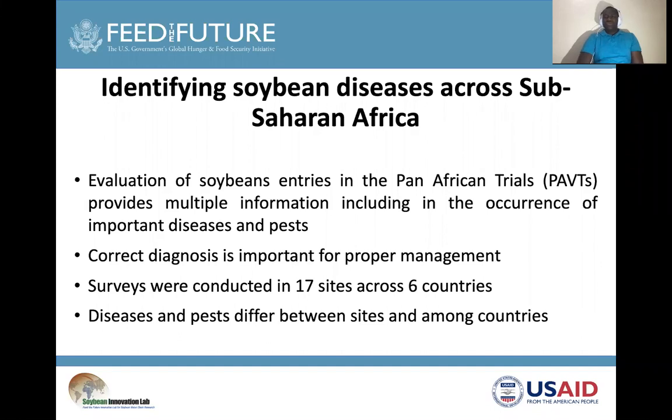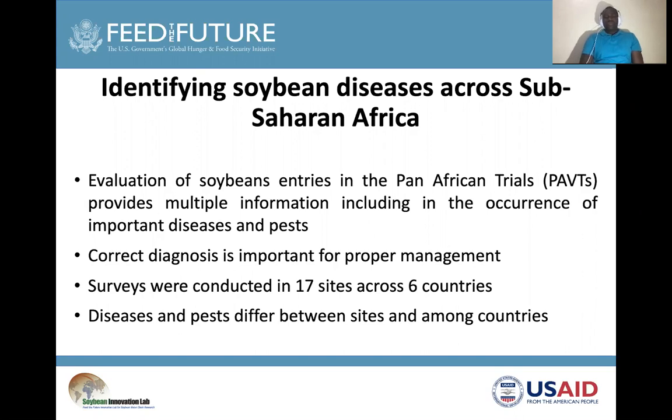I'm a postdoctoral researcher, a plant pathologist based in Nairobi. The Pan-African variety trials are spread across a number of countries in Africa. These are 16 countries and more than 70 sites. This provides multiple information, including on the occurrence of important diseases and pests.